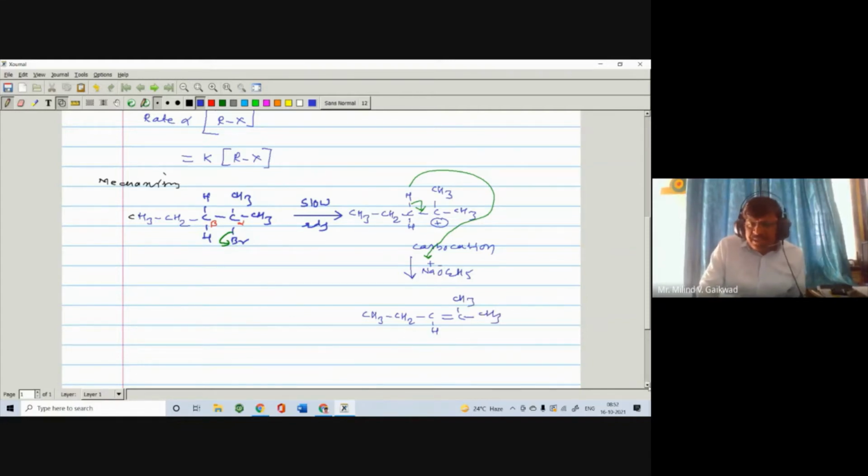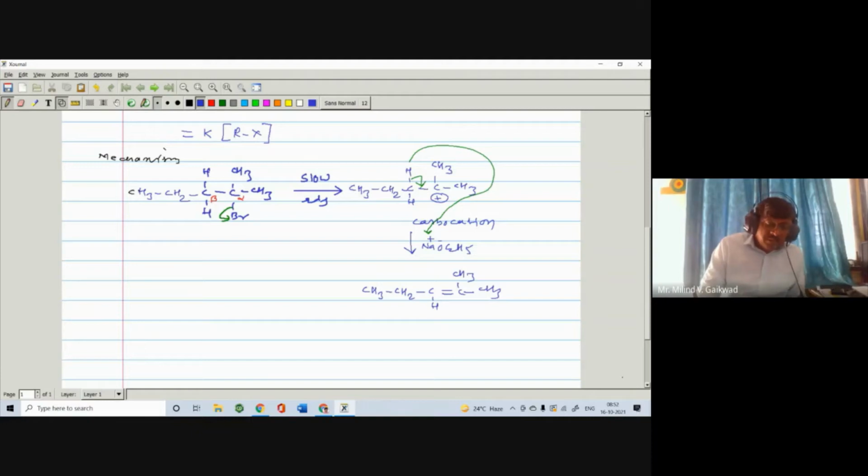So I have done the same thing only with an example. This is the mechanism of the reaction. The first step is slow, right? So in this way you have seen the E1 mechanism. In the E1 mechanism, we have observed that the second step is the abstraction of the proton.